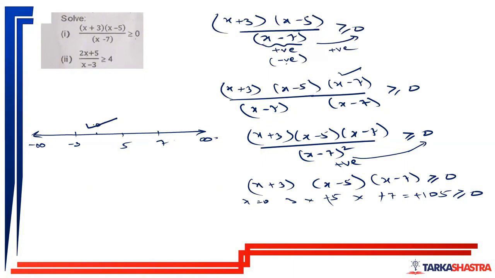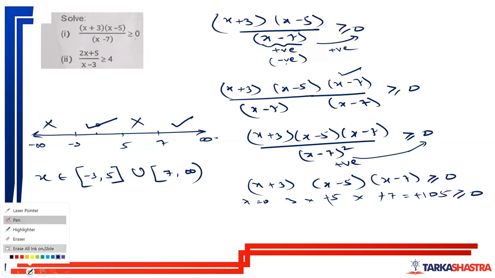Next, if it is satisfying in this range, it will not be satisfying in the next 2 ranges, and again it will start satisfying in the last range. So x belongs to minus 3 to 5, with a closed bracket because we have equal to, union 7 to infinity. So a closed bracket for 7 and a round bracket for infinity, because we cannot use a closed bracket for infinity.